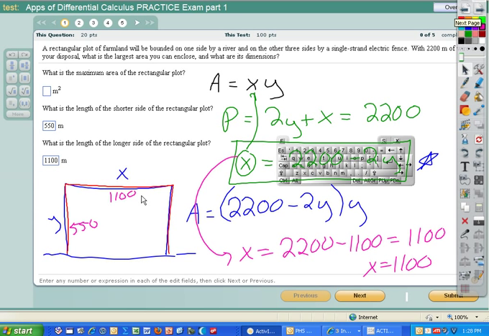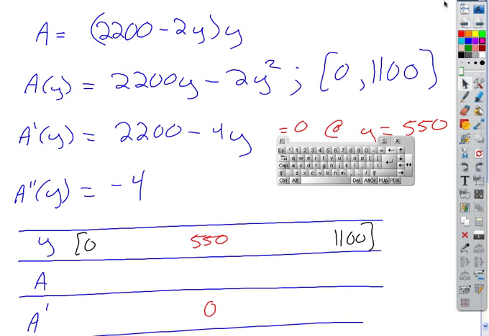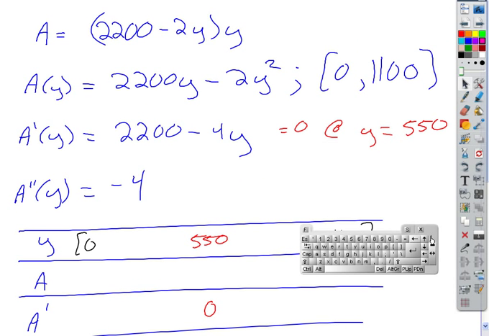Where'd you get the 550 from the first time? We found our primary equation in terms of a single variable. We differentiated that, and we set the derivative equal to 0 to find the critical number, right? When we solve that equation, 2200 minus 4y equals 0, our answer is y equals 550. So you know that's going to work because it's the maximum in the second derivative.